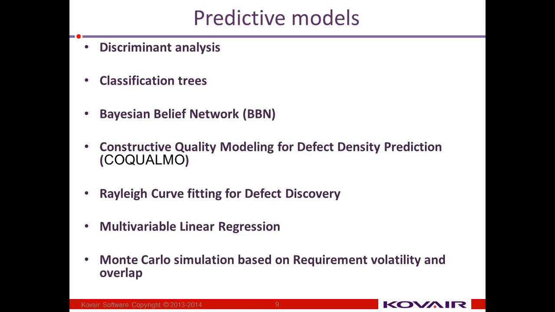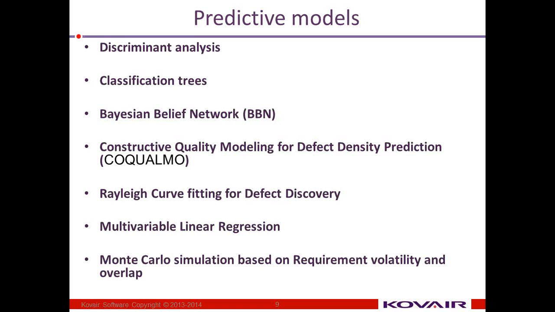Then Rayleigh curve is a model used for predicting the defect discovery, that is, at which stage how many defects are going to be discovered. And this is very useful in the sense that say you are not discovering as many defects. According to the curve, you are supposed to get say 50 defects in a particular time frame, and you see that you have got only 5. That is a red signal for you that your testing is not happening properly. Otherwise, at this stage, it should have produced more defects.